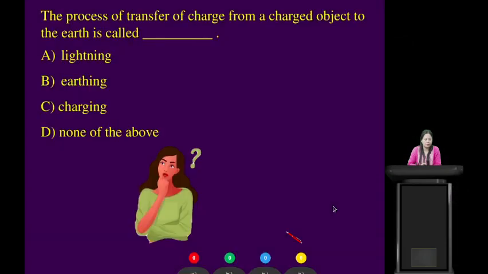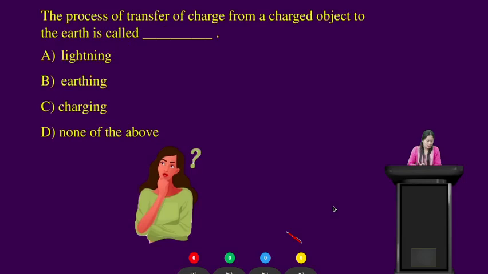Alright students, before we proceed further, let us answer some more questions. Please get your rough devices ready. The question is: the process of transfer of charge from a charged object to the earth is called lightning, earthing, charging, or none of the above. We have four options. I'm giving you 15 seconds to respond to this question. Your time starts now. The process of transfer of charge from a charged object to the earth is called which of the following? Yes, students.